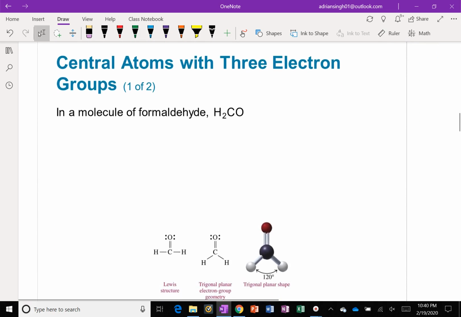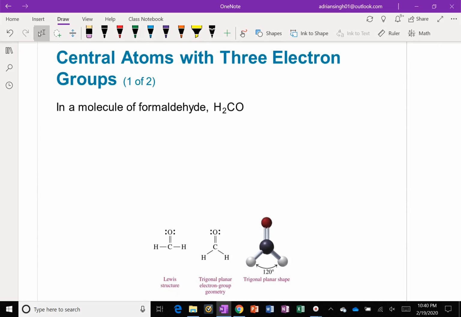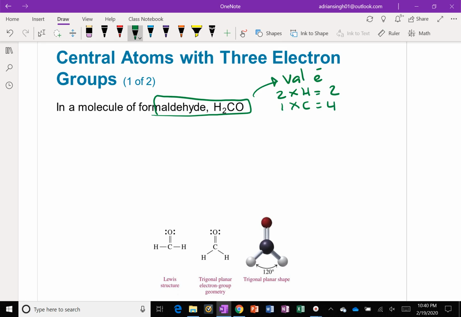So what if we have more than two electron groups around the central atom? If we look here at the molecule called formaldehyde, H2CO, right? If we were to draw the Lewis structure for this, the first thing we do is determine the number of valence electrons. We have two hydrogens, which gives us 2 valence electrons. We have 1 carbon, which gives us 4. And we have 1 oxygen, which gives us 6. So we add them together and we get 12 valence electrons. Right, so when we draw the structure, we should have a total of 12.